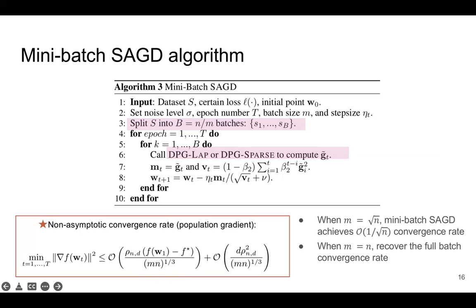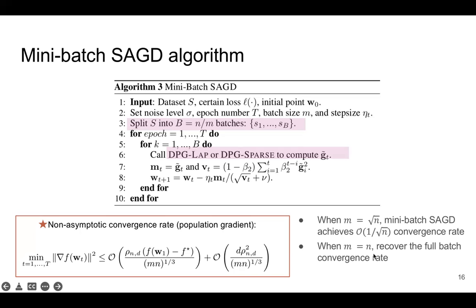Here, we show the convergence rate of the mini-batch algorithm. The first term is related to the initial model, the distance of our initial model to the optimal model, and the rest of the terms are related to statistical error. We can see that it achieves a rate of 1 over n to the power of 1 divided by 3. And if m equals square root n, this convergence rate can achieve 1 over square root n.